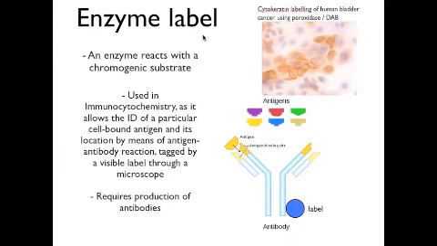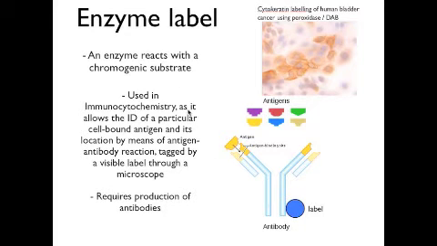Next is enzyme label. This is when an enzyme reacts with a chromogenic substrate. Chromogenic just means that it produces color. It's often used in immunocytochemistry because it allows the identification of a cell-bound antigen and its location by means of antigen-antibody reaction, and it's tagged by visible labels for a microscope.